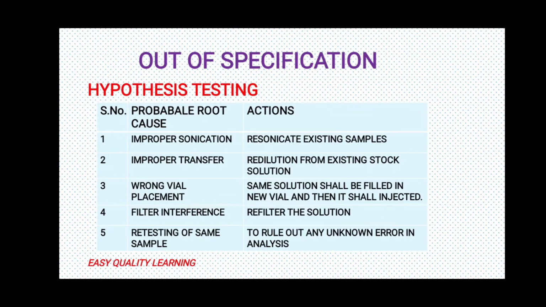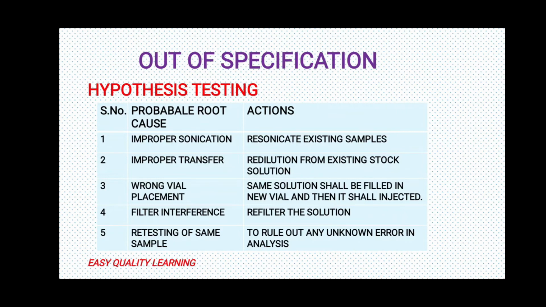Probable root cause can be improper sonication. Then what action we need to take? Resonicate the existing samples. Then improper transfer can be there. So in improper transfer, we can redilute from the existing stock solution. Wrong vial placement can be there. So the same solution shall be filled in the new vial and then it shall be injected.